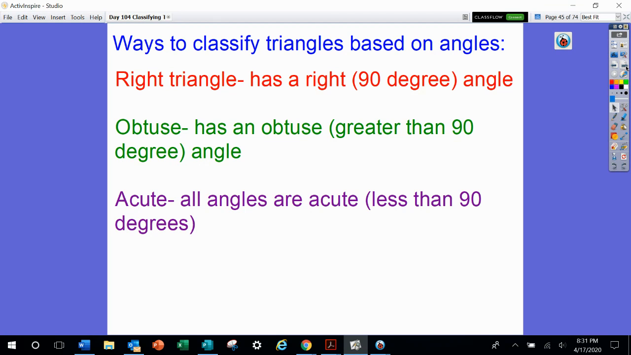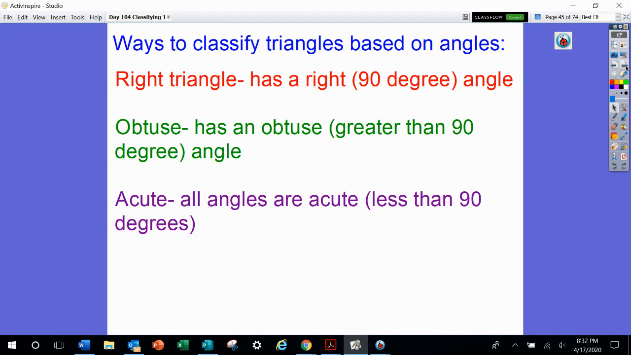A right triangle has one 90-degree angle. You cannot have more than one 90-degree angle in a triangle. An obtuse triangle has one obtuse angle. You can't have another angle that's obtuse in a triangle, okay? But an acute triangle is a little different, where every single angle in that triangle is less than 90 degrees, okay?